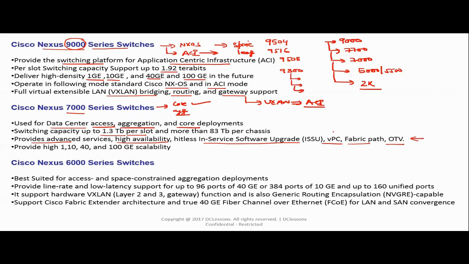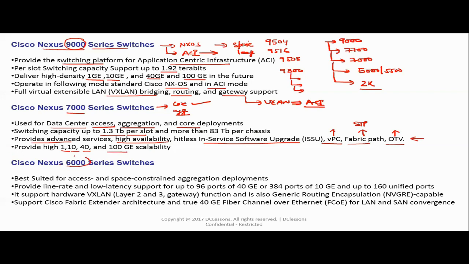If we talk about VPC, it is an enhancement of the port channel. FabricPath replaces the STP. With the help of OTV, we can extend our layer 2 environment from one data center to another data center, irrespective of any transport we have. It provides 1, 10, 40 gig and 100 gig scalability.